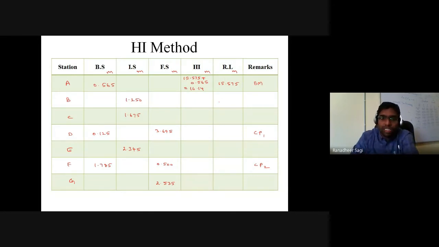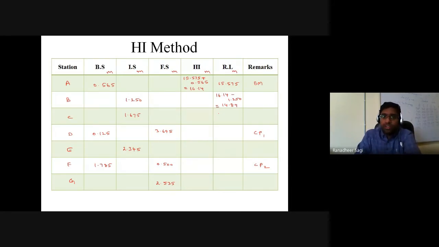So what is the RL value of your point B? The RL value of point B is nothing but the height of instrument you had for the first time when it is set, that is 16.14, minus, it's always minus here, the sight data with respect to point B, which is an intermediate sight data, 1.250. That gives 14.89, right?